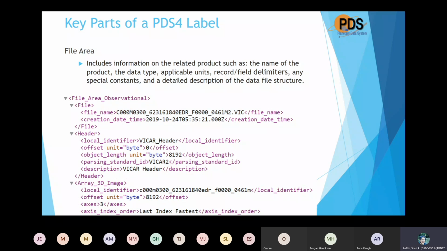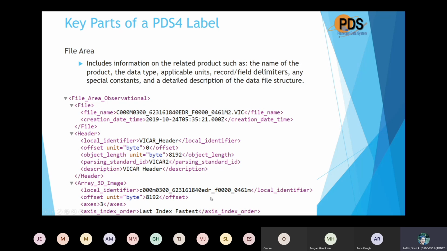And then the last part of our label file is the file area. This is going to describe the actual file itself, not the contents, but the file itself. In here, these things are probably going to vary. You're going to have your file name, when it was created, how large it is, things like that.